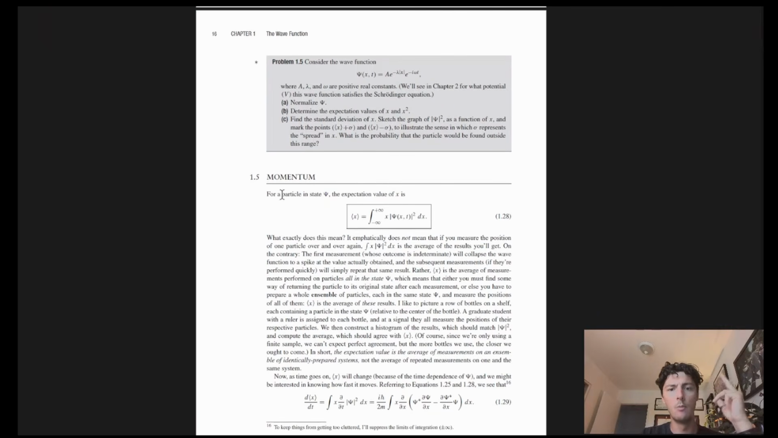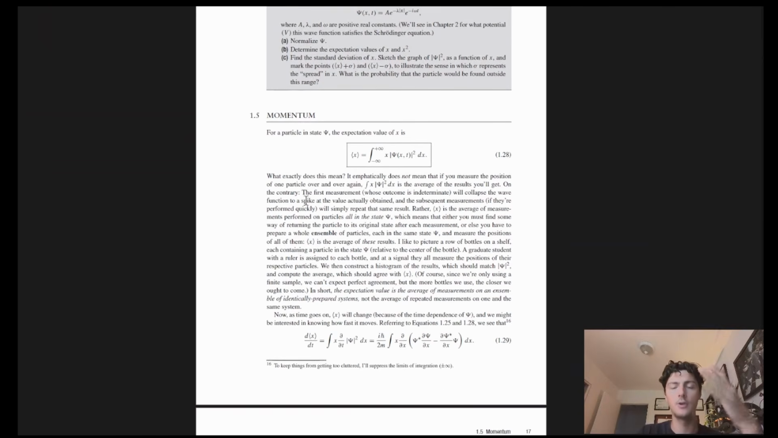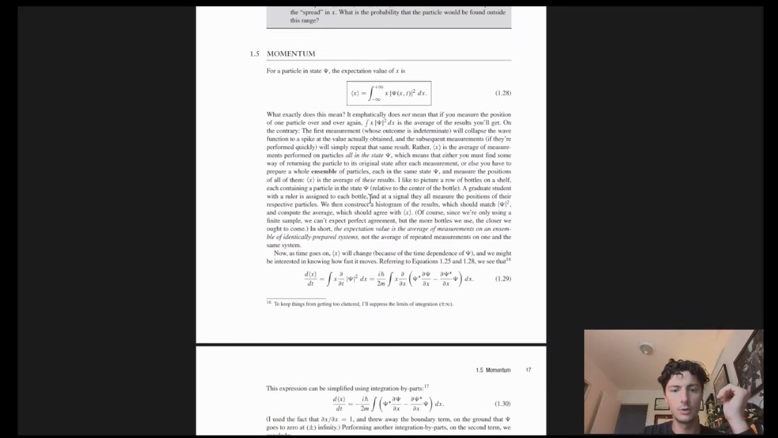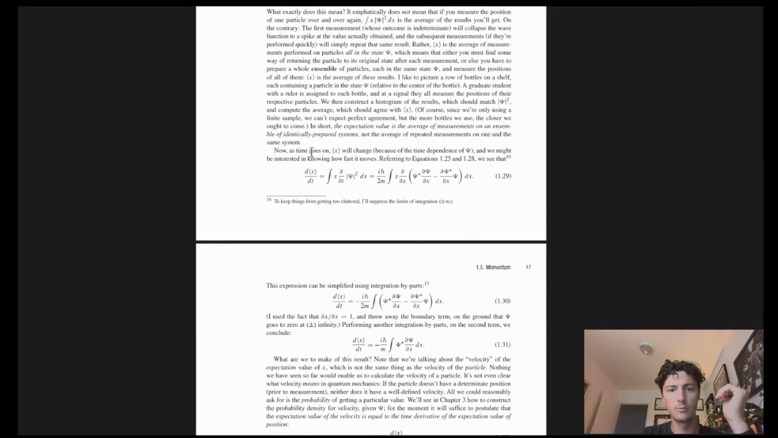Another problem. Momentum. Section 1.5. Second last section. We're at 5 minutes, 43 seconds. Making great time. I know I'm not learning too much. This is a 7-minute summary. We're just going to sweep through, see what we can get. For a particle in state psi, the expectation value of x is this. An interesting equation. And it's boxed, so it's important.